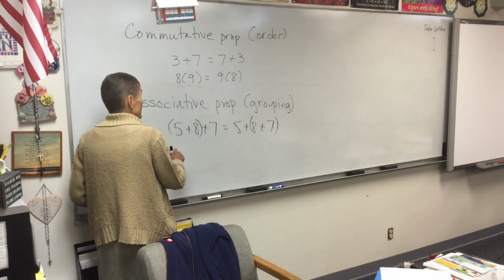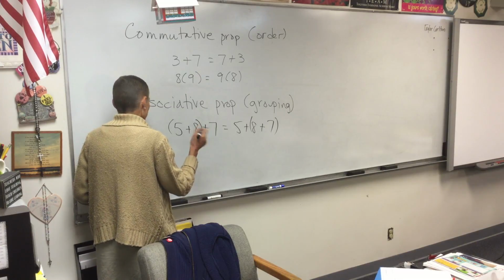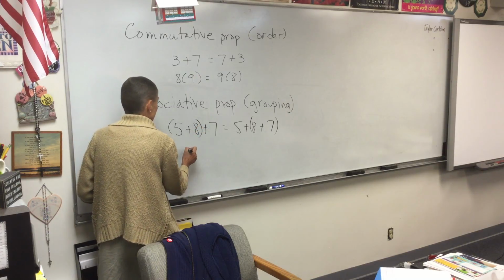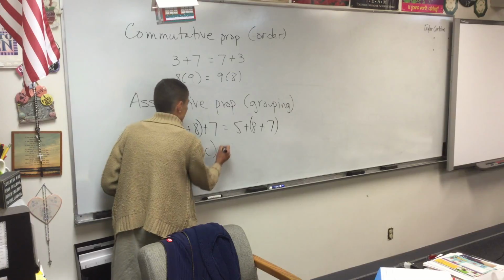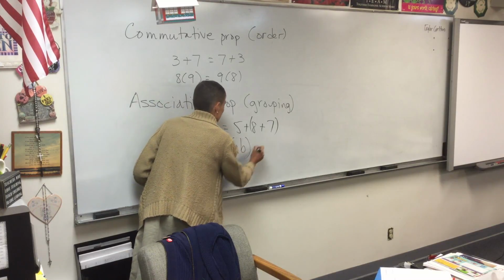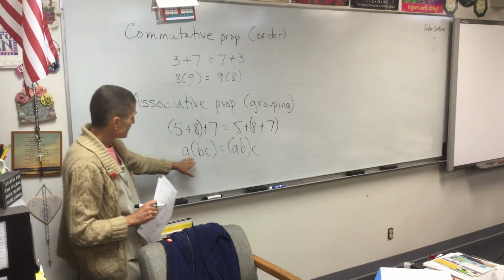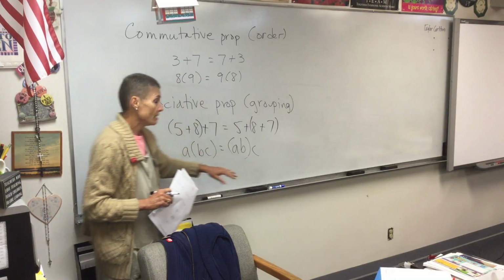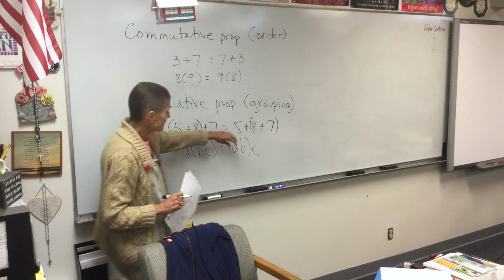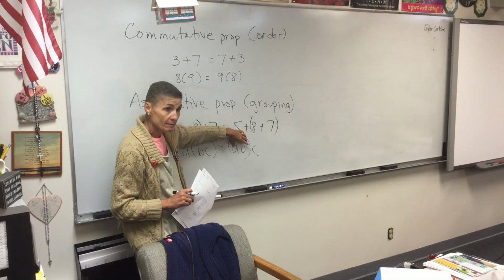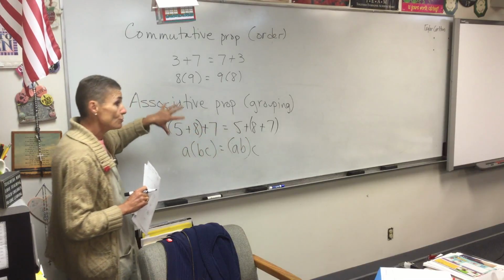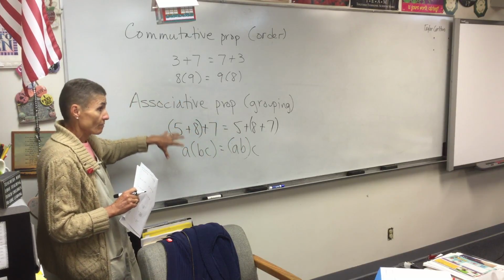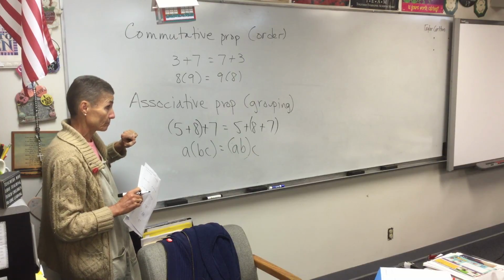Now, for multiplication, it would be the same thing. I'll use some letters this time. Notice I have A, B, C on both sides, but here I've grouped the B and C, and here I've grouped the A and B. When you do grouping, that's associative.